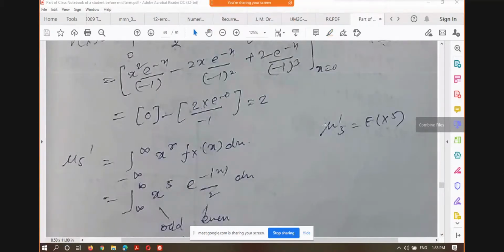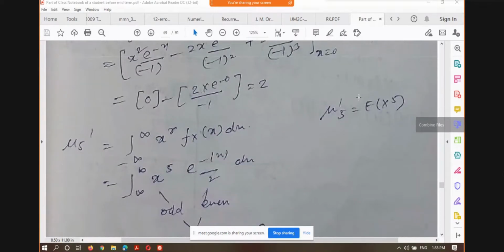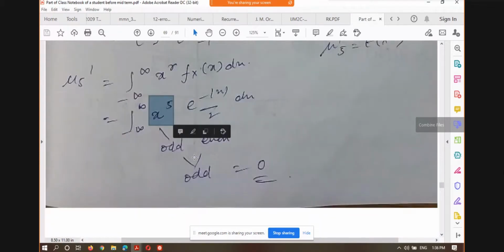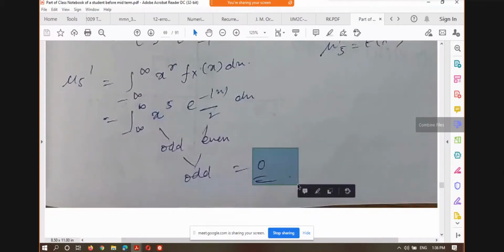Now the moment about mean. The moment about mean is the expectation of x minus mu raised to power 5. But here mu is 0, so it is the expectation of x to the power 5. It is x raised to power 5 times the density function, and this one is even and x raised to 5 is odd, and then from the property of definite integral it is 0.